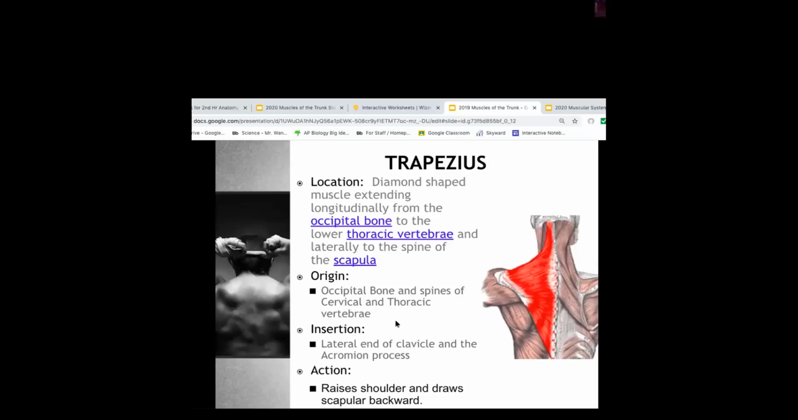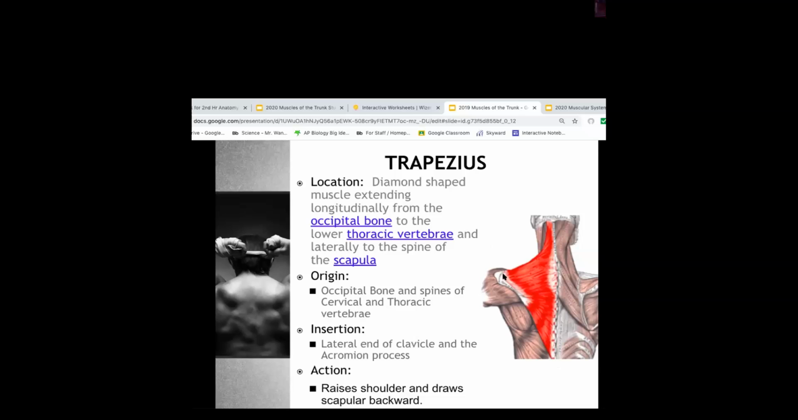The trapezius is a trapezoid, so again, named according to shape. Look at all of this origin. It's all along the midline here. So occipital bone, cervical vertebrae, thoracic vertebrae, all the way down. Scapula, and then it's going to insert on the clavicle and the acromion process.